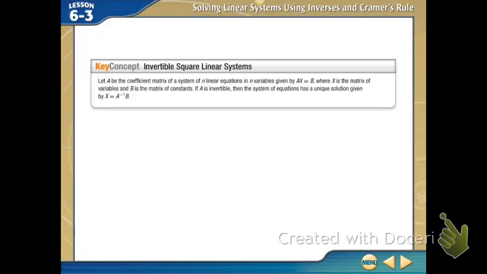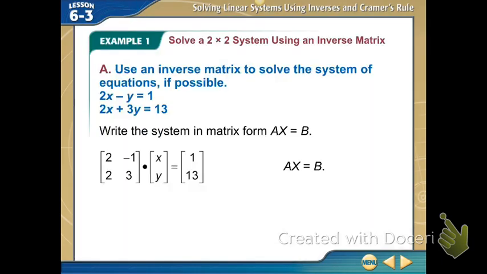So the first concept that we want to look at is what happens when you have a square matrix system? Okay, so what is a square matrix system? Well, it's basically taking a system of equations, writing your system out, right? So 2x minus y equals 1 and 2x plus 3y equals negative 13, writing that system out and turning all the coefficients into your coefficient matrix, all your variables into a variable matrix, and then all your answers into an answer matrix.